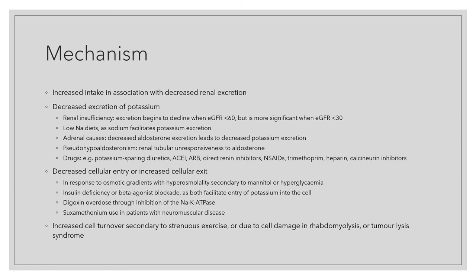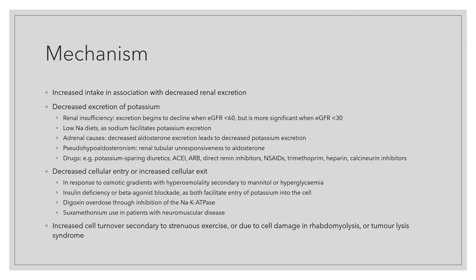Another cause is decreased cellular entry or increased cellular exit. This can occur in response to osmotic gradients with hyperosmolality secondary to mannitol or hyperglycemia, and can occur secondary to insulin deficiency or beta agonist blockade, as both of these facilitate entry of potassium into the cell. Digoxin overdose, as it inhibits the sodium potassium ATPase, or succinylcholine in patients with neuromuscular disease.